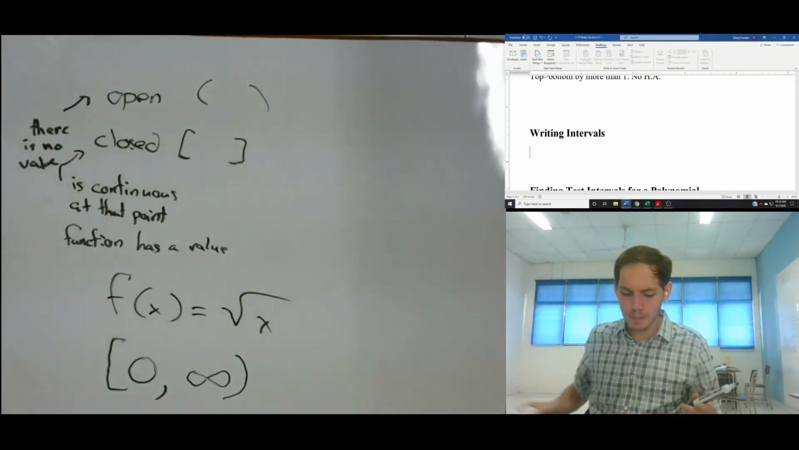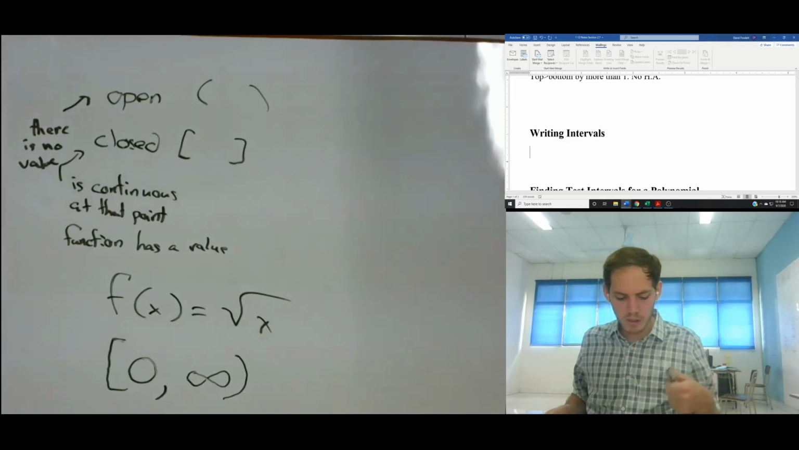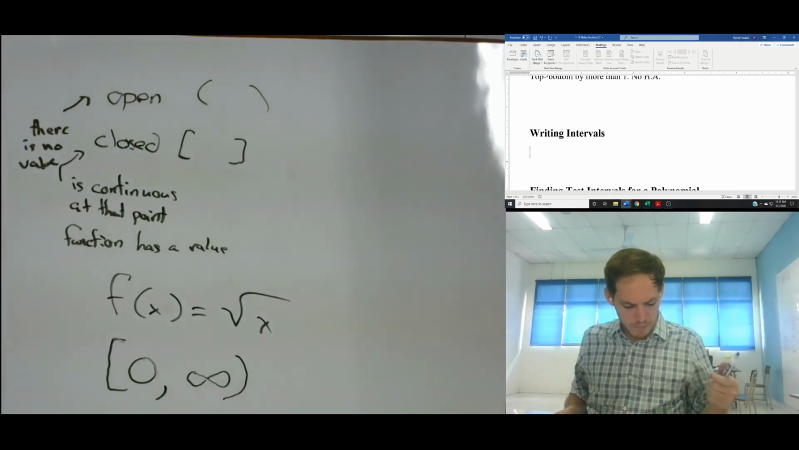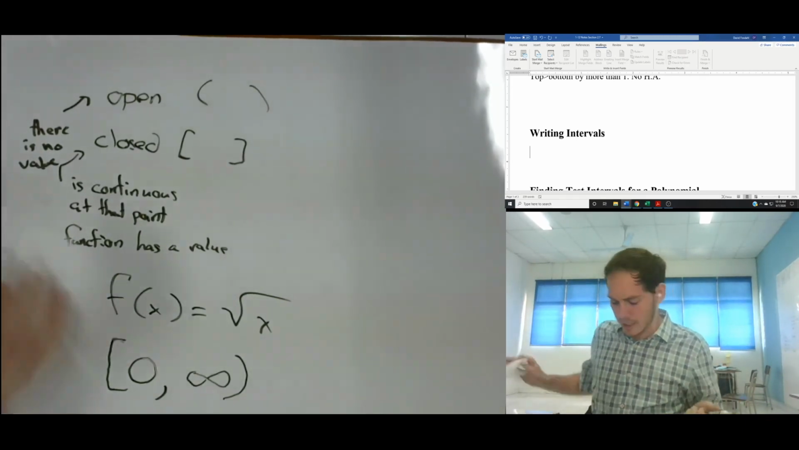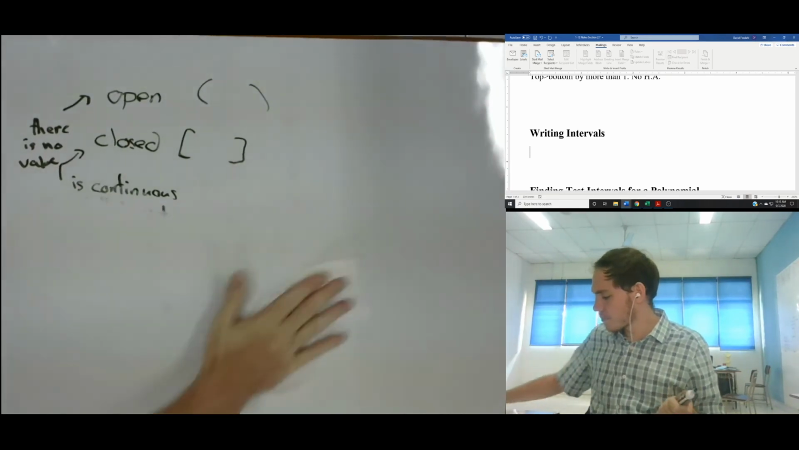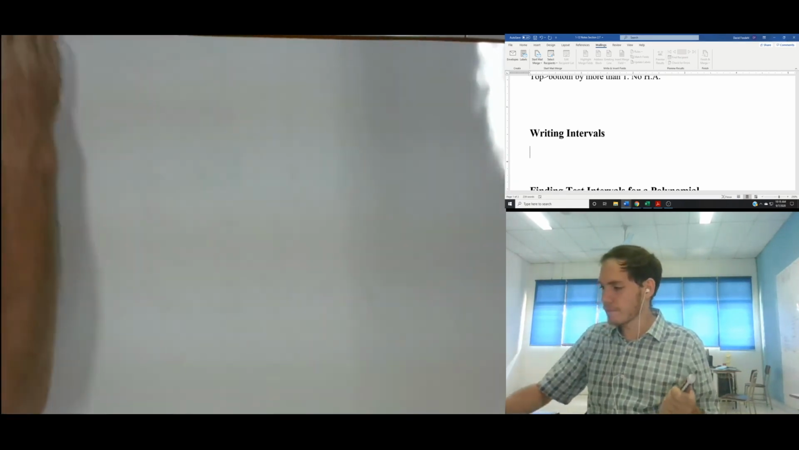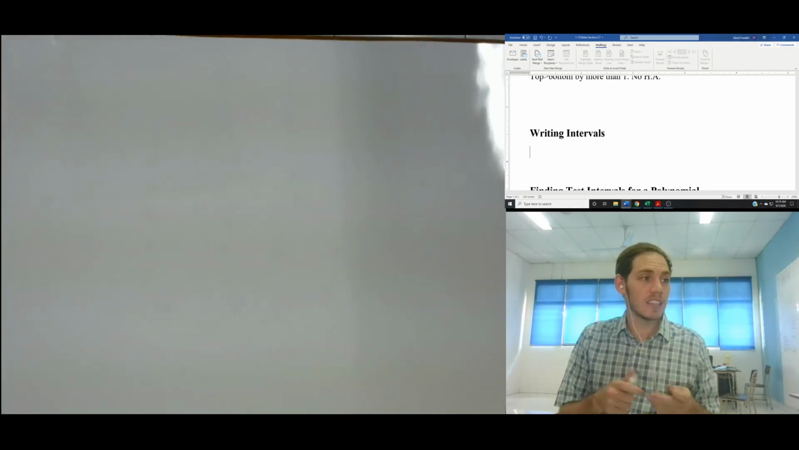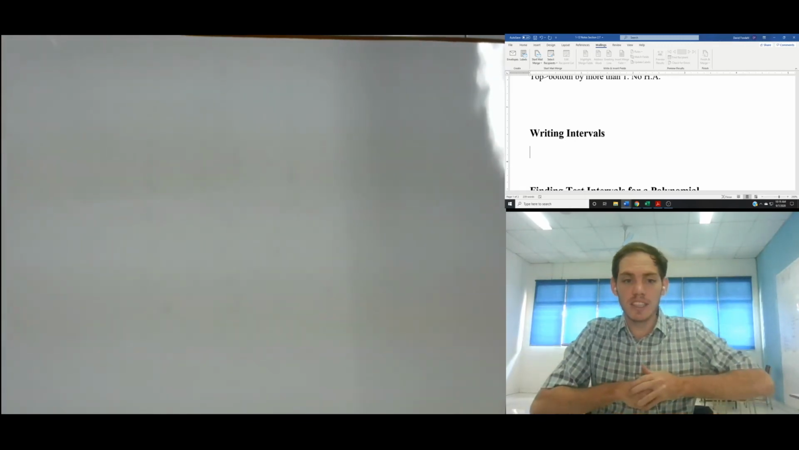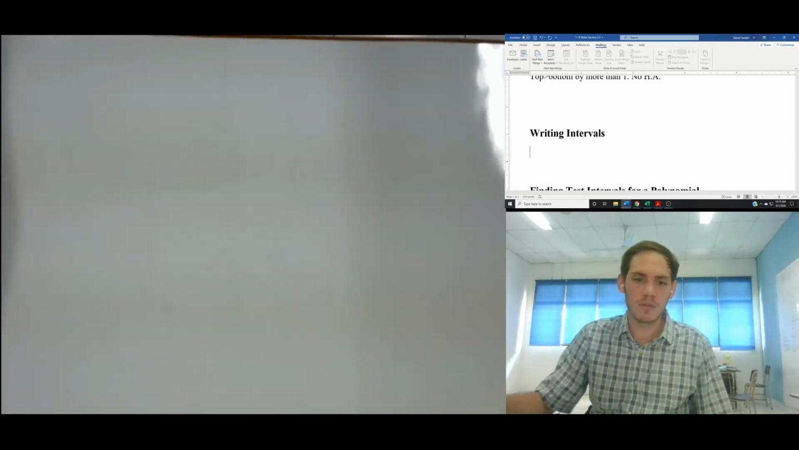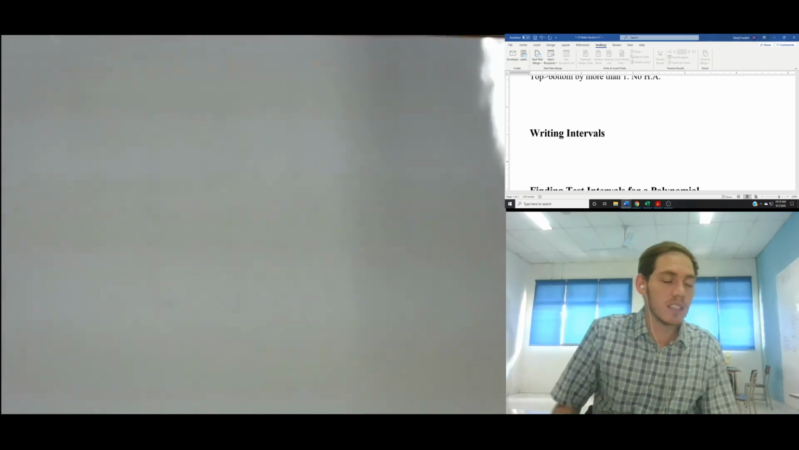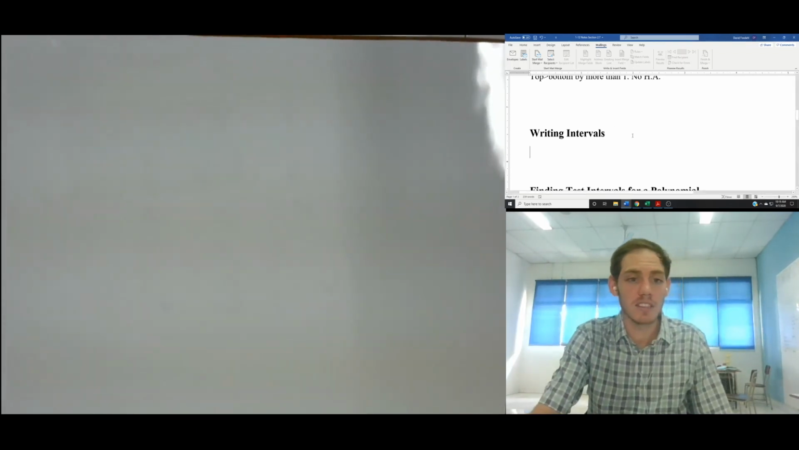Just put commas between them right now. We'll talk about whether you put a union symbol or something like that as we go. That's the basics. So that's how we write intervals. Now let's go to finding test intervals for a polynomial. It's going to be our next video.